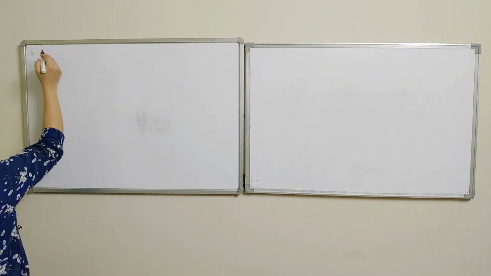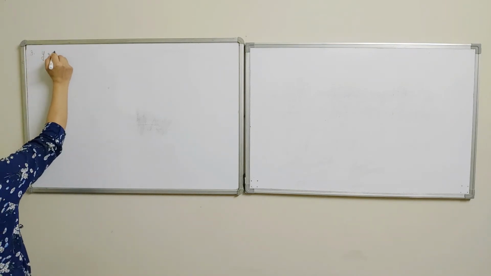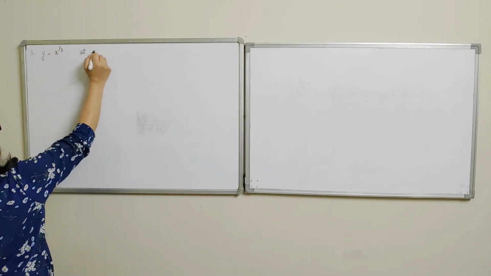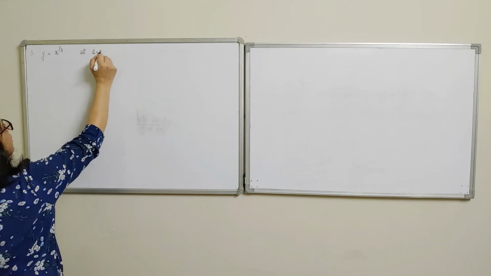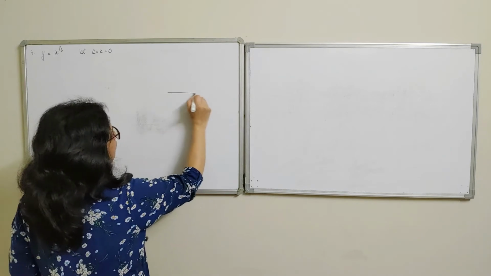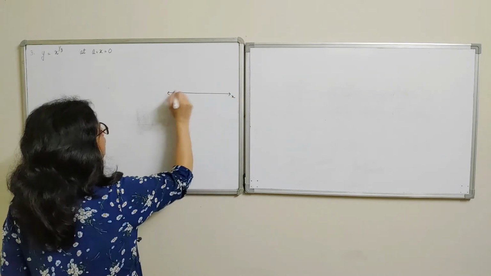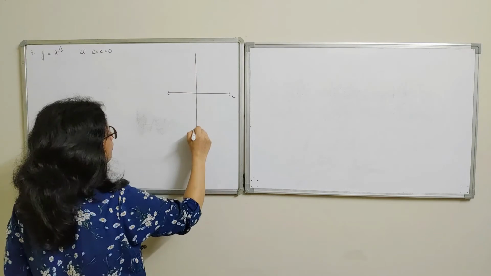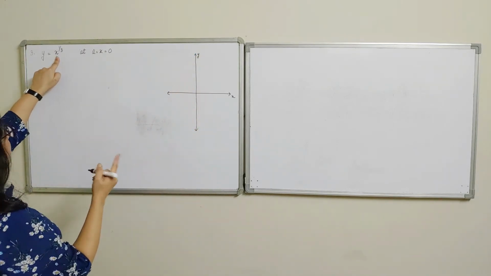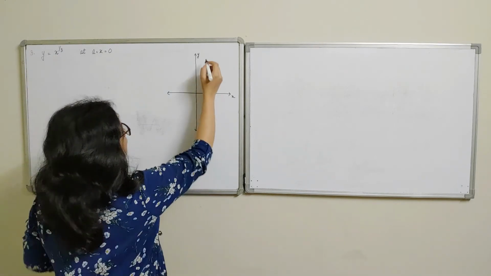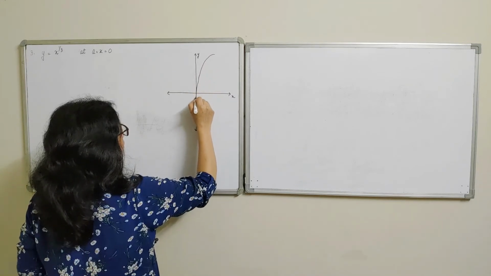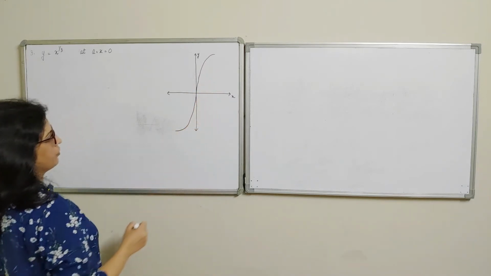So the third example that we are considering is y is equal to x to the power 1 by 3, and here again we are checking the differentiability of the function at the point 0. So let's draw the graph also. Here when you put in various values of x and find out the corresponding y, the graph would be somewhat like this. This is the graph.